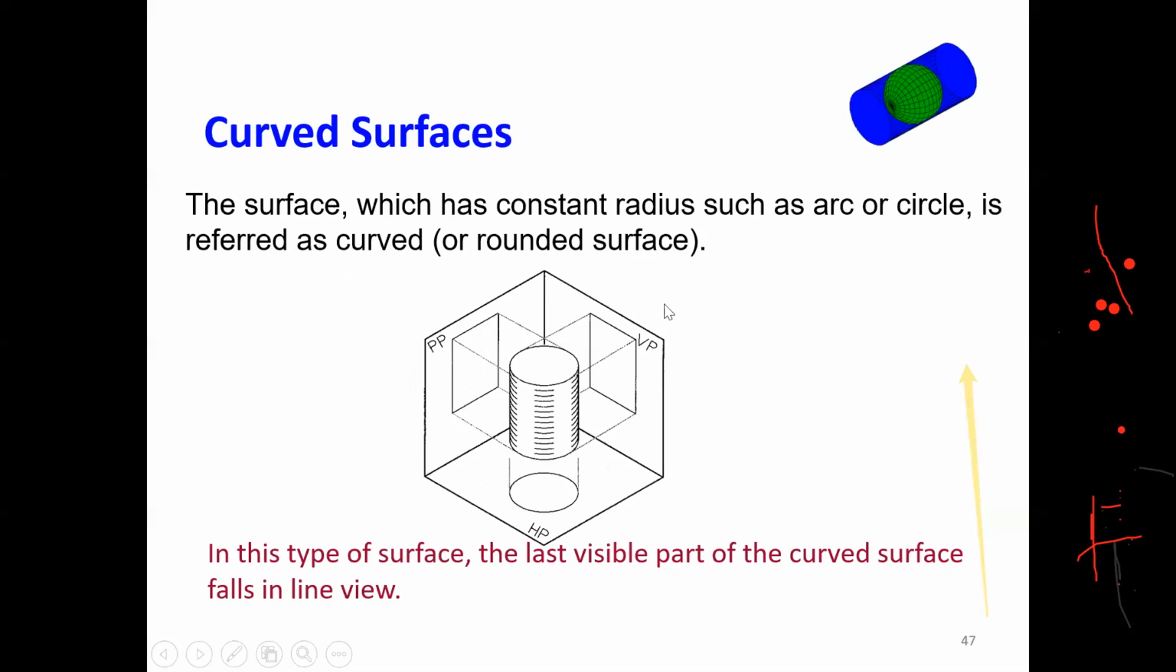Then curved surfaces. Cylindrical surfaces and conical surfaces are the curved surfaces. When you look from the front or side, you will always get a rectangle, and when you look from the top, you will get a standard shape like a circle. Okay.